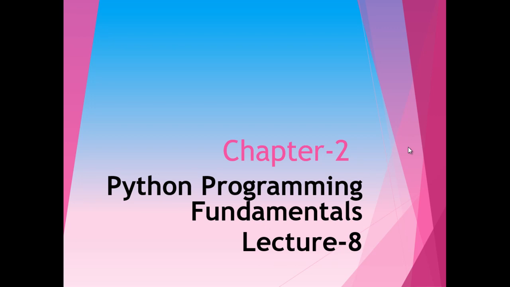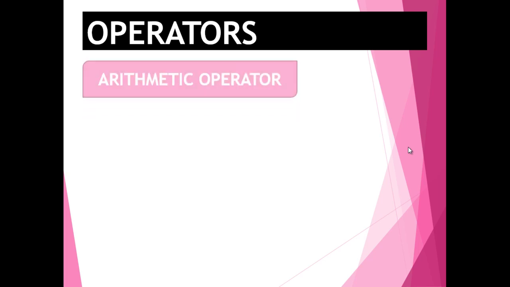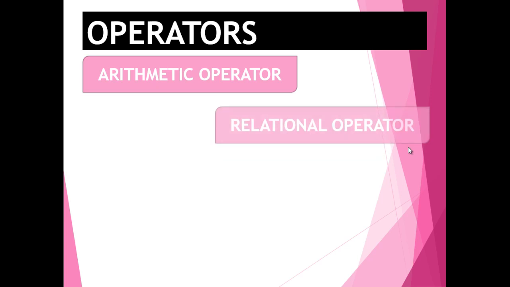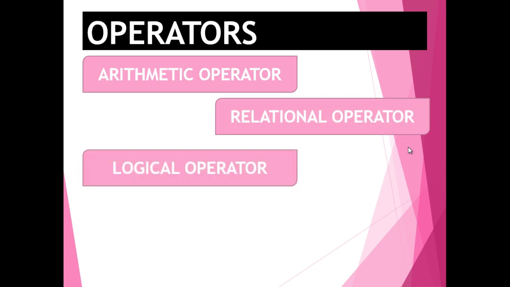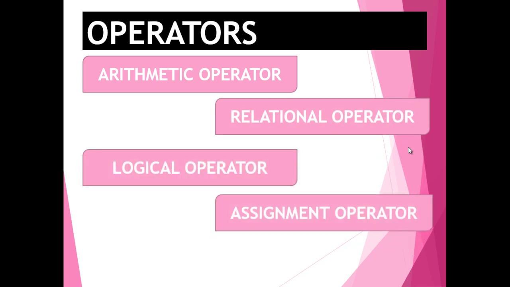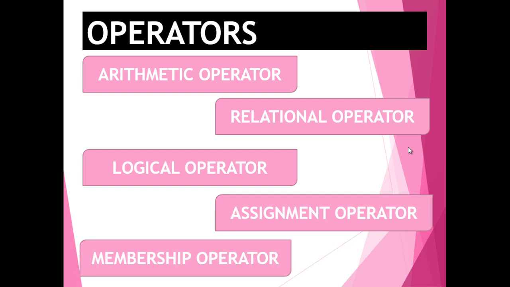But before moving on to that topic, we know that there are operators in Python, and the operators in Python are divided into the following categories: arithmetic operator, relational operator, logical operator, assignment operator, and membership operator. I already explained these operators in the previous lectures.